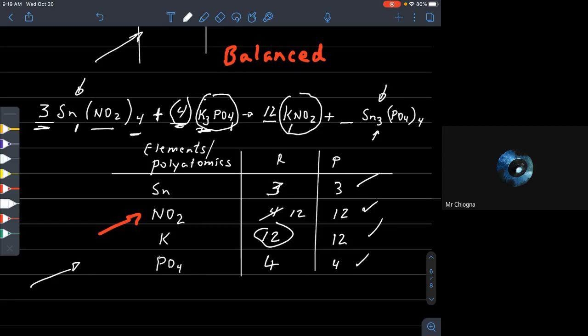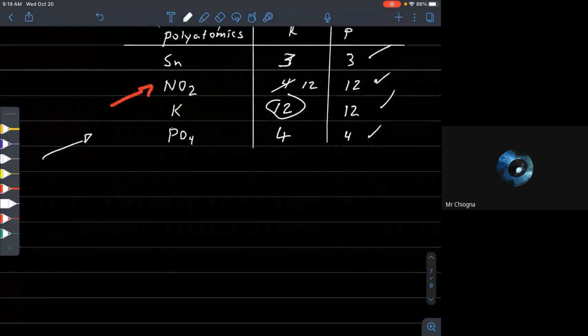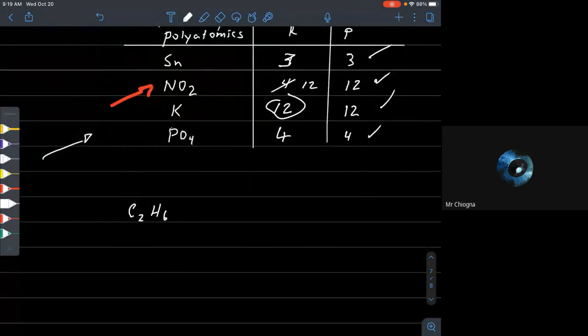Let's do the last one. Example 3. Let's do this one. C2H6 ethane plus O2 produces, whenever you have a reaction like this, when you see something that looks like this, carbon and hydrogen, that's an organic molecule, ethane. Organic means it's made up of carbon and hydrogen, sometimes oxygen.